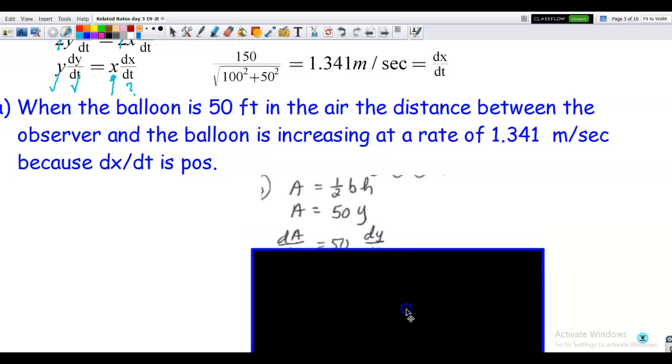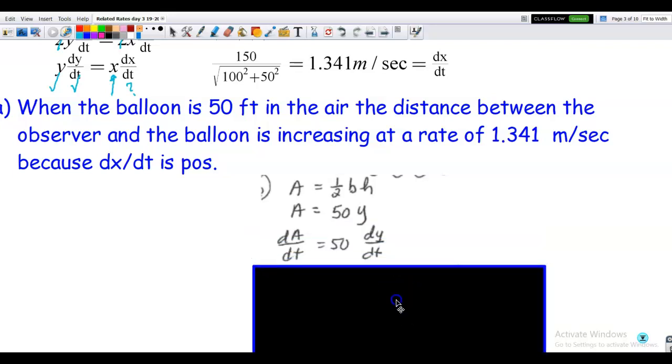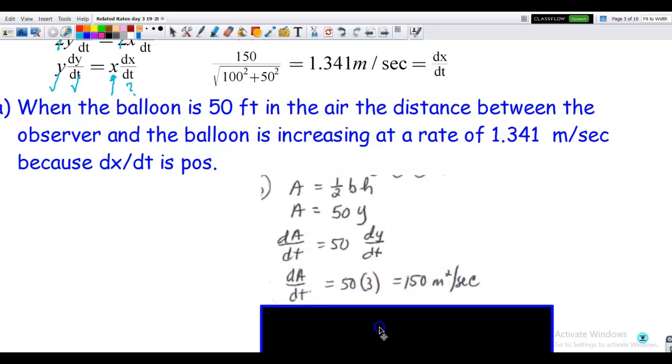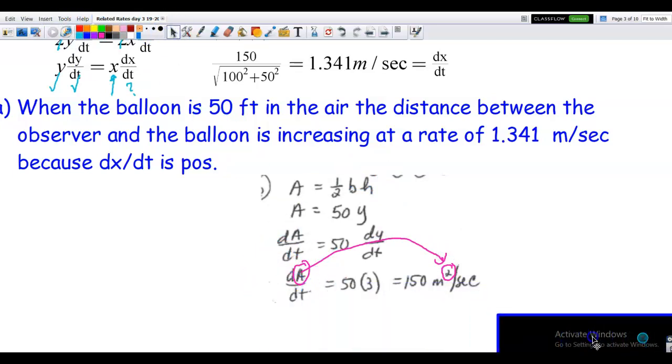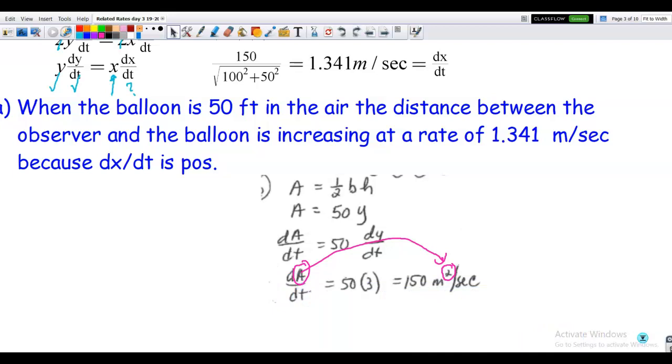So 1/2 base times height is 50y, as I just showed you. The derivative of A is dA/dt. The derivative of 50y is 50 dy/dt. I know dy/dt is 3. 50 times 3 is 150. Look at the units: meters squared. Area requires square units. Basically, the rate of change of area, dA/dt, is 150 meters squared per second. So the area of the triangle is increasing when the balloon is 50 feet in the air.